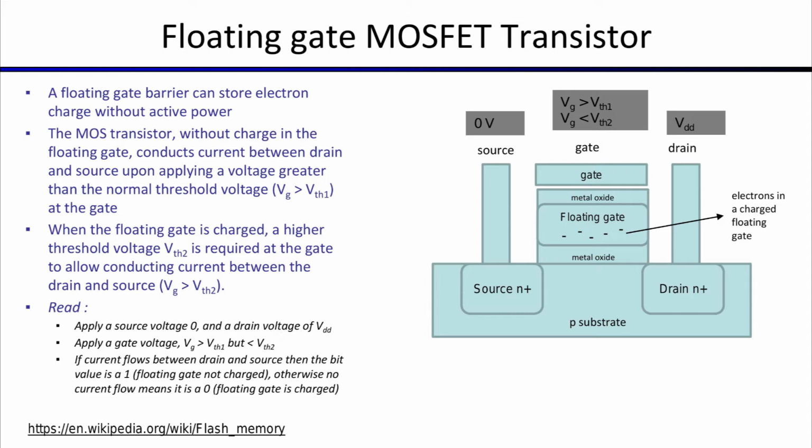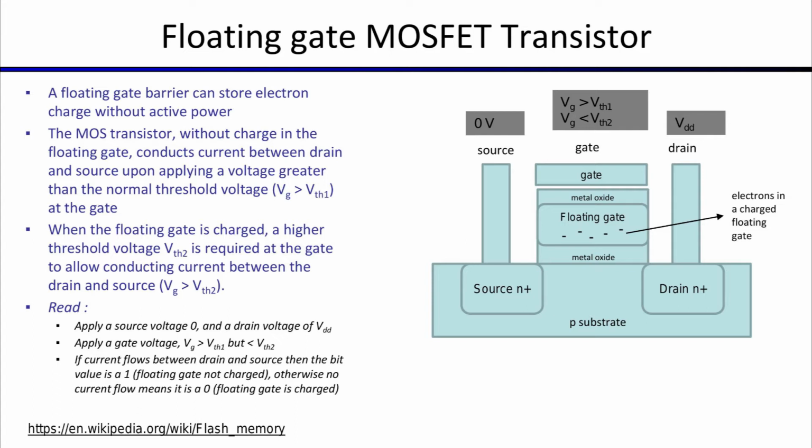So once in this state, if you do not have any charge pulled into the floating gate, the device will act as a normal MOSFET transistor. So there's no charge in the floating gate, it just acts normally. You apply a voltage at the gate that is greater than the threshold voltage, and it will allow current flow between the source and the drain.